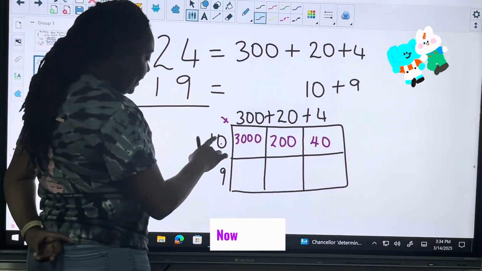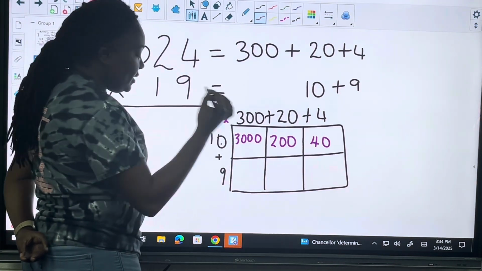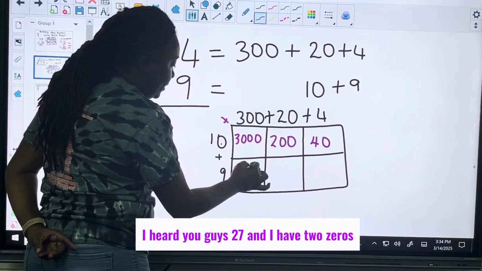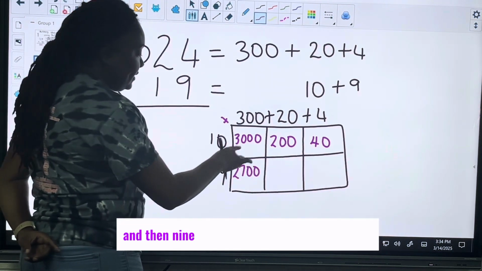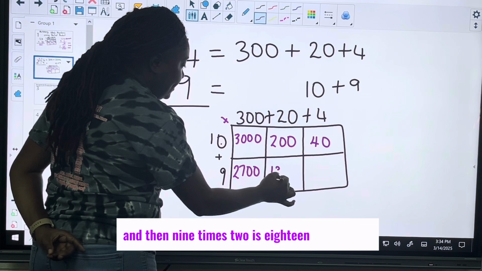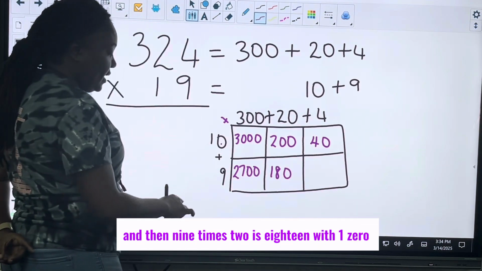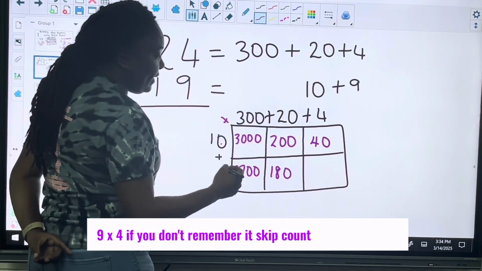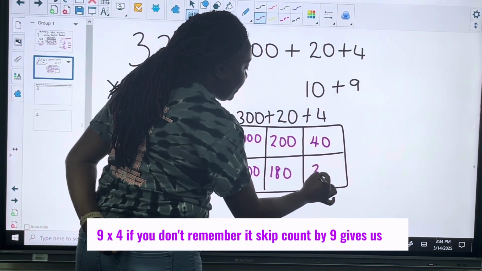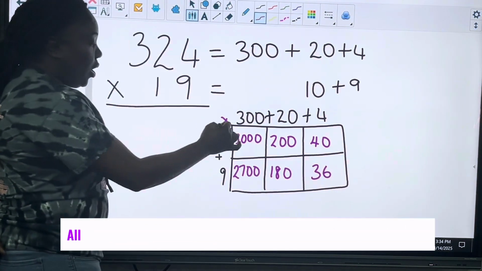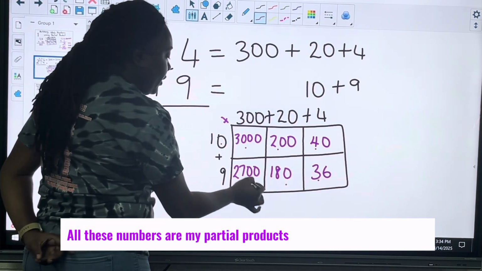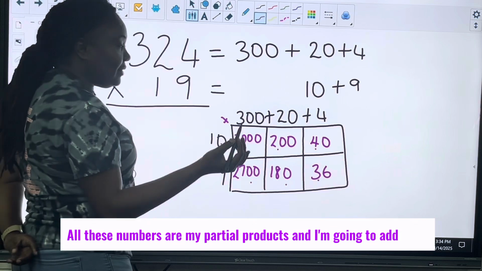Good job. All right, now 9 times 3 is, I heard you guys, 27. And I have 2 zeros. And then 9 times 2 is 18 with 1 zero. And 9 times 4, if you don't remember it, skip count by 9, gives us 36. Now all these numbers are my partial products, and I'm going to add them up.